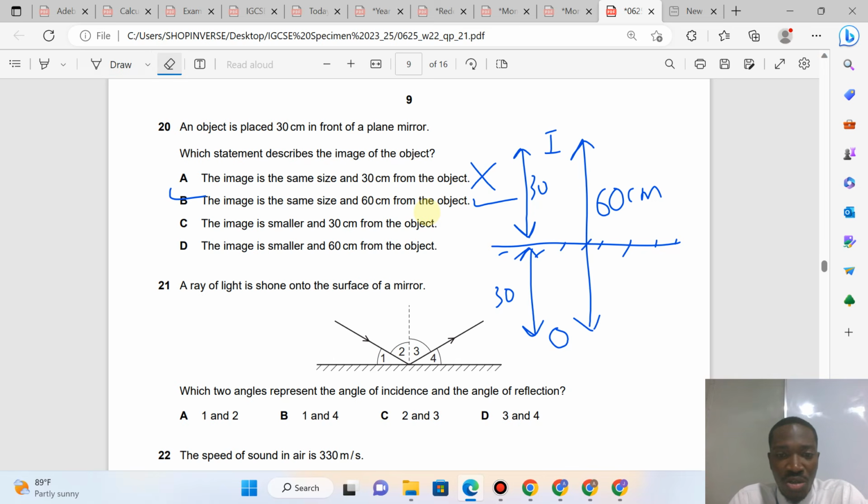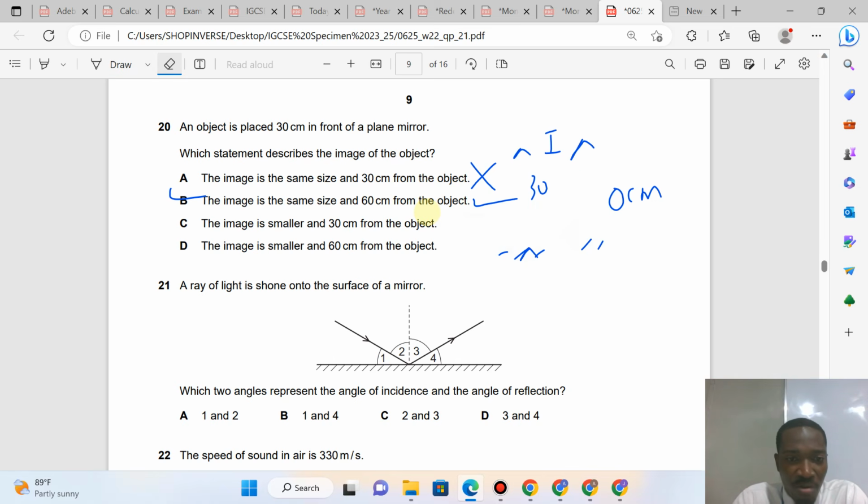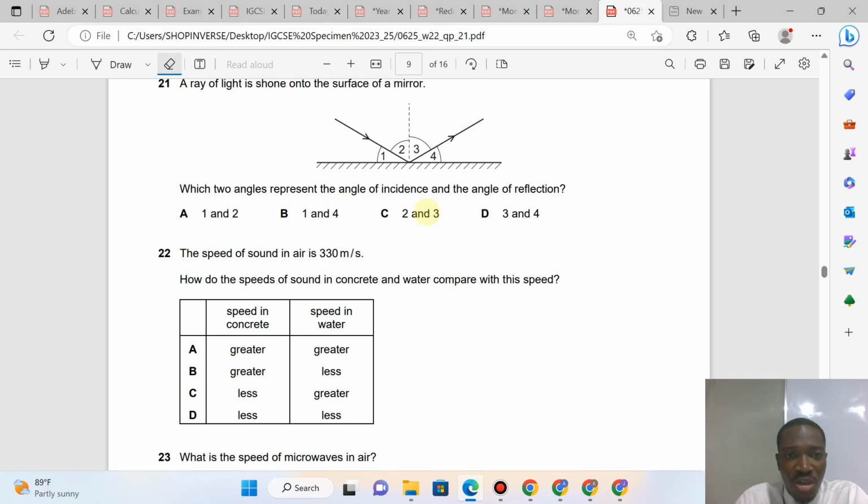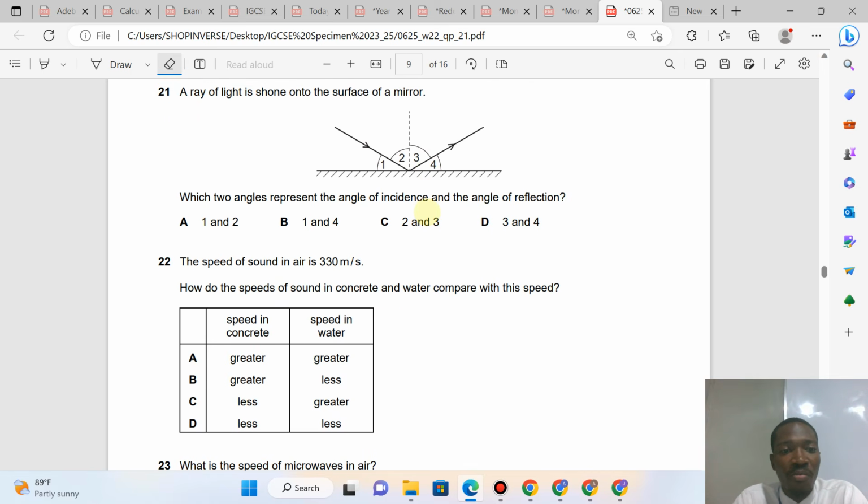We go straight to question 21. Looking at question 21, it says a ray of light is shone onto the surface of a mirror. Which two angles represent the angle of incidence and the angle of reflection? During the reflection of light, this is our angle of incidence, angle I, and the angle here between the reflected ray and the normal is our angle of reflection. So 2 is angle of incidence, 3 is angle of reflection. That makes option C the correct answer.